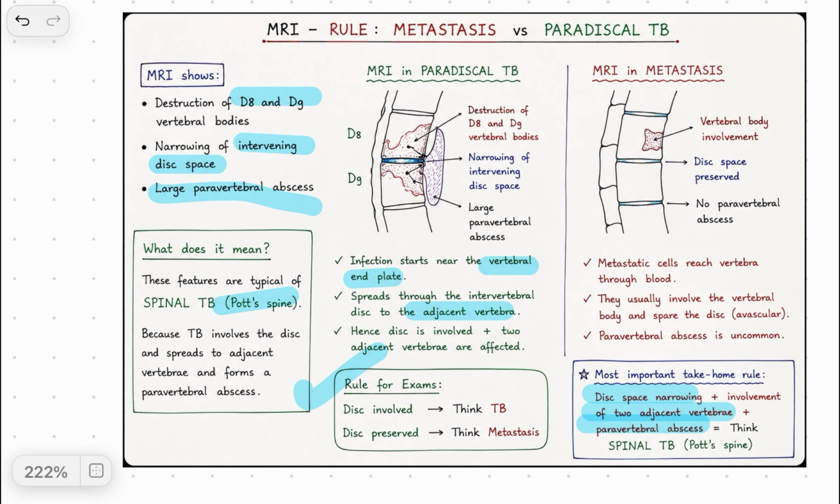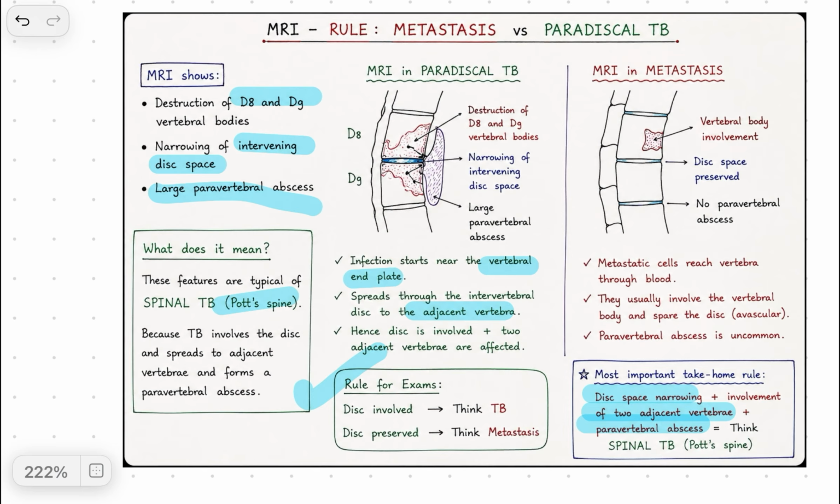Other options too. Osteoporosis is one option. This causes vertebral compression fractures, and this does not cause disc space narrowing or paravertebral abscess. So, that is not your option. And when we come to multiple myeloma, it causes lytic vertebral lesions and its collapse. So, intervertebral disc is usually preserved, and abscess formation is very uncommon here.